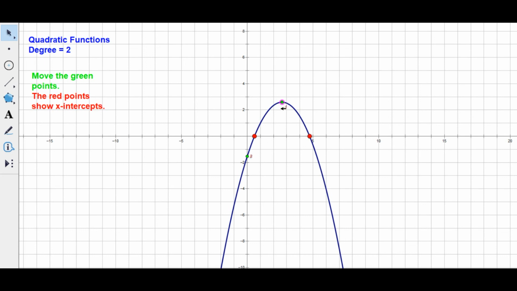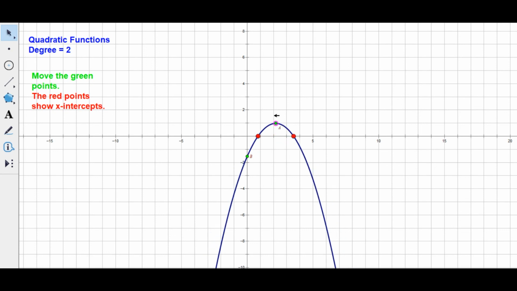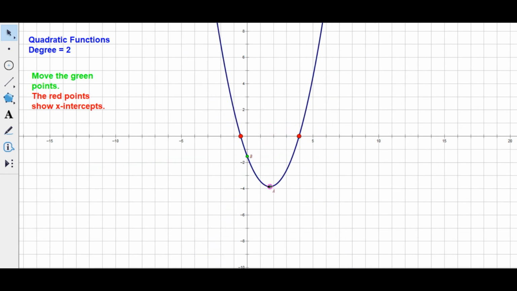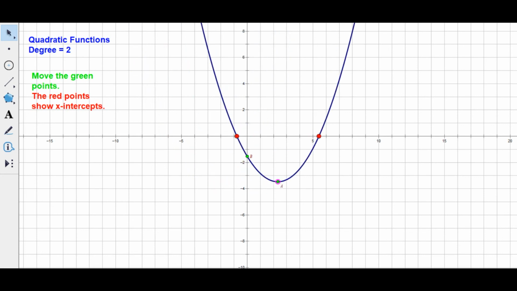So again, if I move some of these points, I can change this so I have no x-intercepts. I could change this so I have 1 x-intercept. This one would be right here on the axis. So 0 x-intercepts, 1 x-intercept, 2 x-intercepts. And there's nothing I can do to change the number of extrema. No matter what I do to this parabola, I have 1 extrema point.